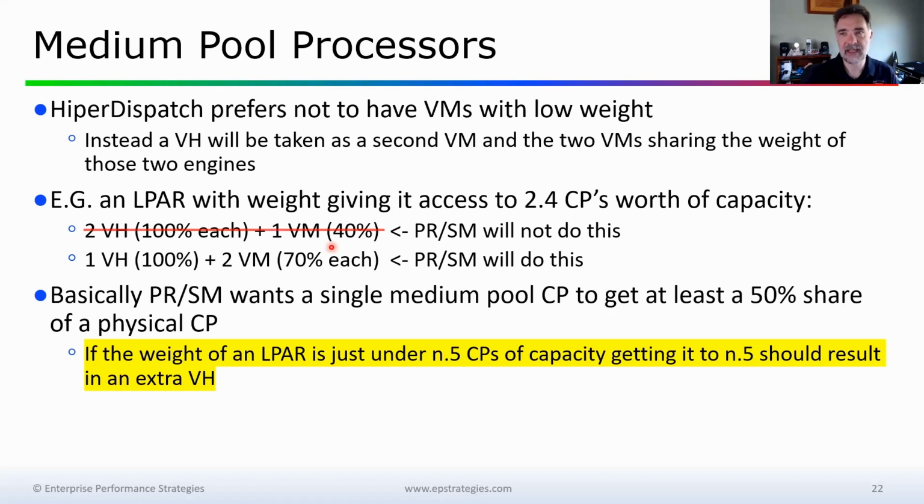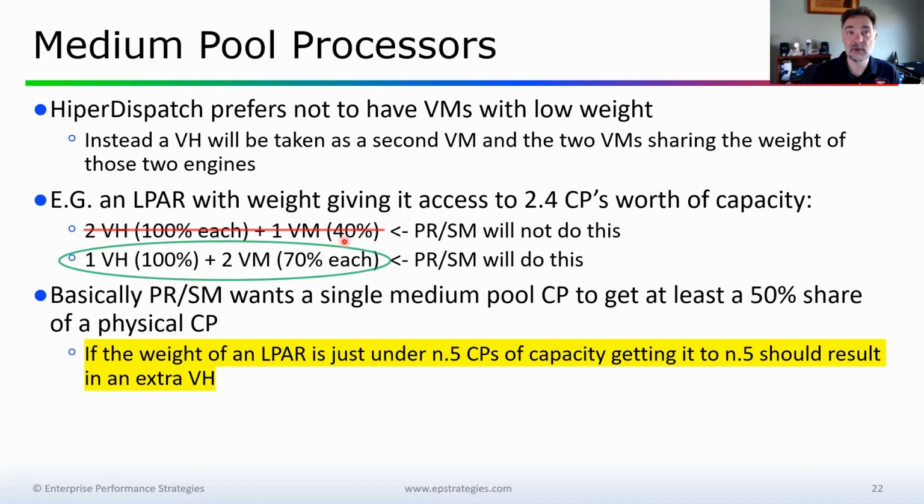PR/SM's not going to do that, okay? Because the vertical medium is at 40%. Instead, what PR/SM will do is take one of those vertical highs, add it to the vertical mediums, and we'll end up with two vertical mediums at 70%, because 100% plus 40%, so we have 140% spread across two vertical mediums, plus we'll have one vertical high. Basically, PR/SM wants a single medium pool CP to get at least a 50% share of a physical CP. And if the weight of an LPAR equates to something just under, say, 5.5 CPs of capacity, getting it to 5.5 instead of 5.49 should result in an extra vertical high.